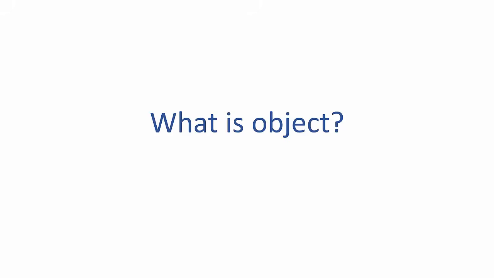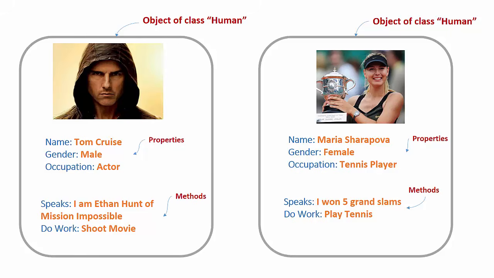Okay, what is an object then? An object is nothing but a specific instance of a class. For example, for human being, these two are specific instances of the human class, Tom Cruise and Maria Sharapova. They both are human beings. They both have names, gender, occupation. They both do a common set of activities such as speaking, doing work, right? But when you talk about a specific instance, the behavior varies.